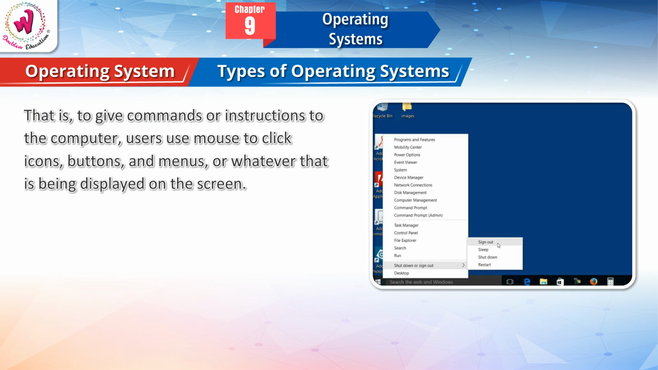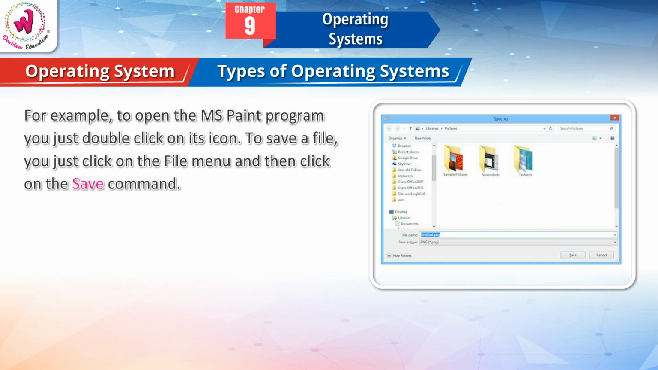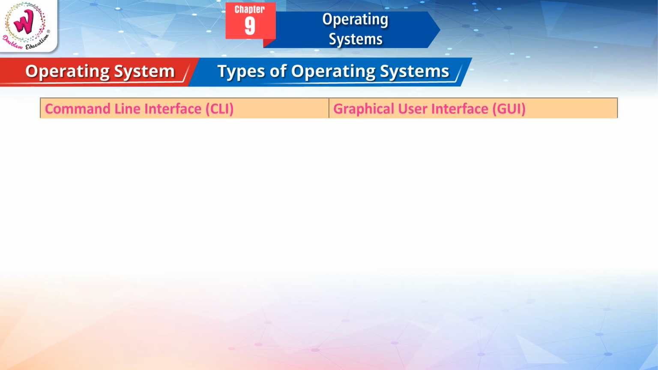That is, to give commands or instructions to the computer. Users use mouse to click icons, buttons, and menus, or whatever that is being displayed on the screen. For example, to open the MS Paint program, you just double-click on its icon. To save a file, you just click on the File menu and then click on the Save command.